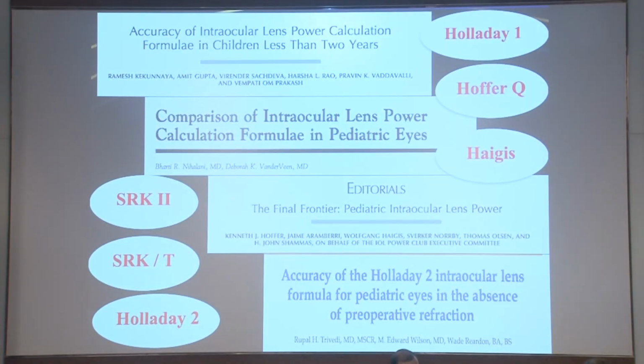Coming to the formulas, in most of the presentations that we heard so far, it's now universal that the Barrett Universal formula works well across all ranges, across all different types. In children, there is no consensus, and therefore you see several publications, and each has their own recommendation. One suggests Holladay 1 is better, some would suggest Hoffer's SRK/T, Holladay 2, and so on and so forth. And that's because there are multiple factors involved in such eyes, whether it was a unilateral cataract, bilateral cataract, associated with microphthalmos, no microphthalmos, and so on and so forth.